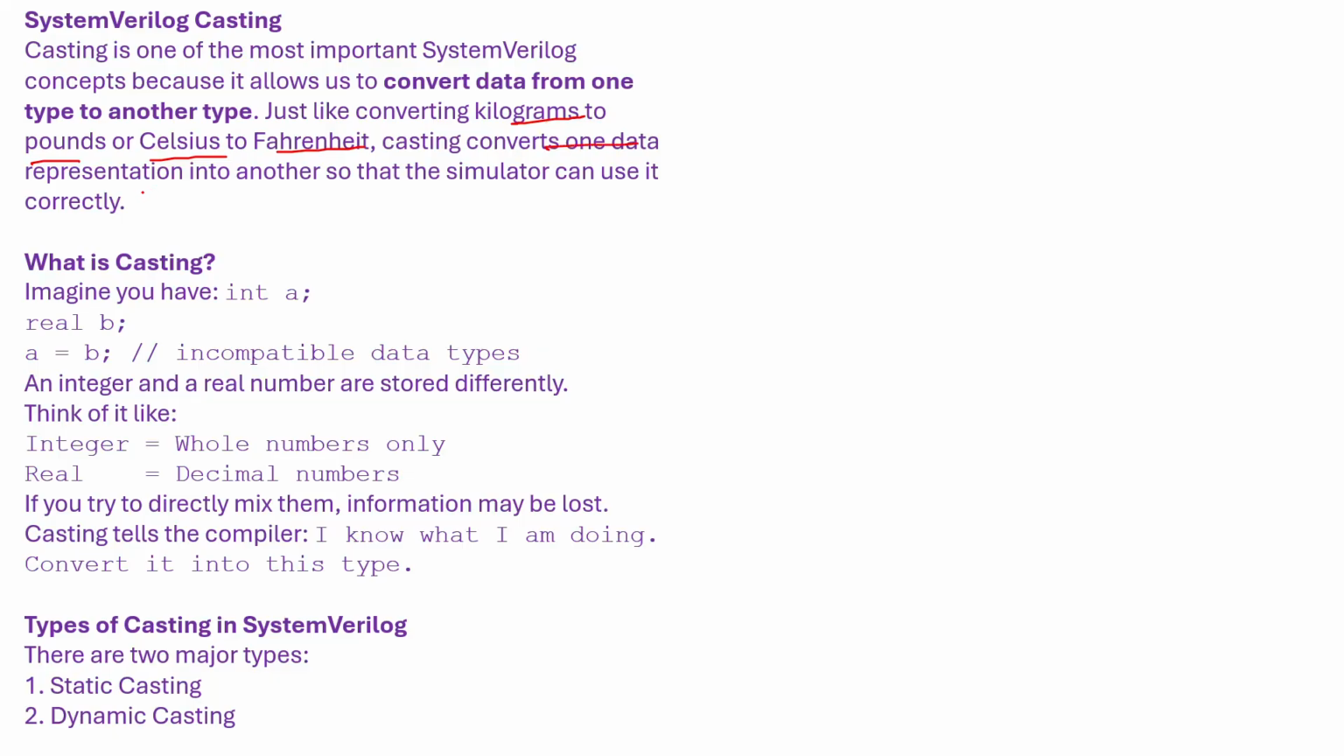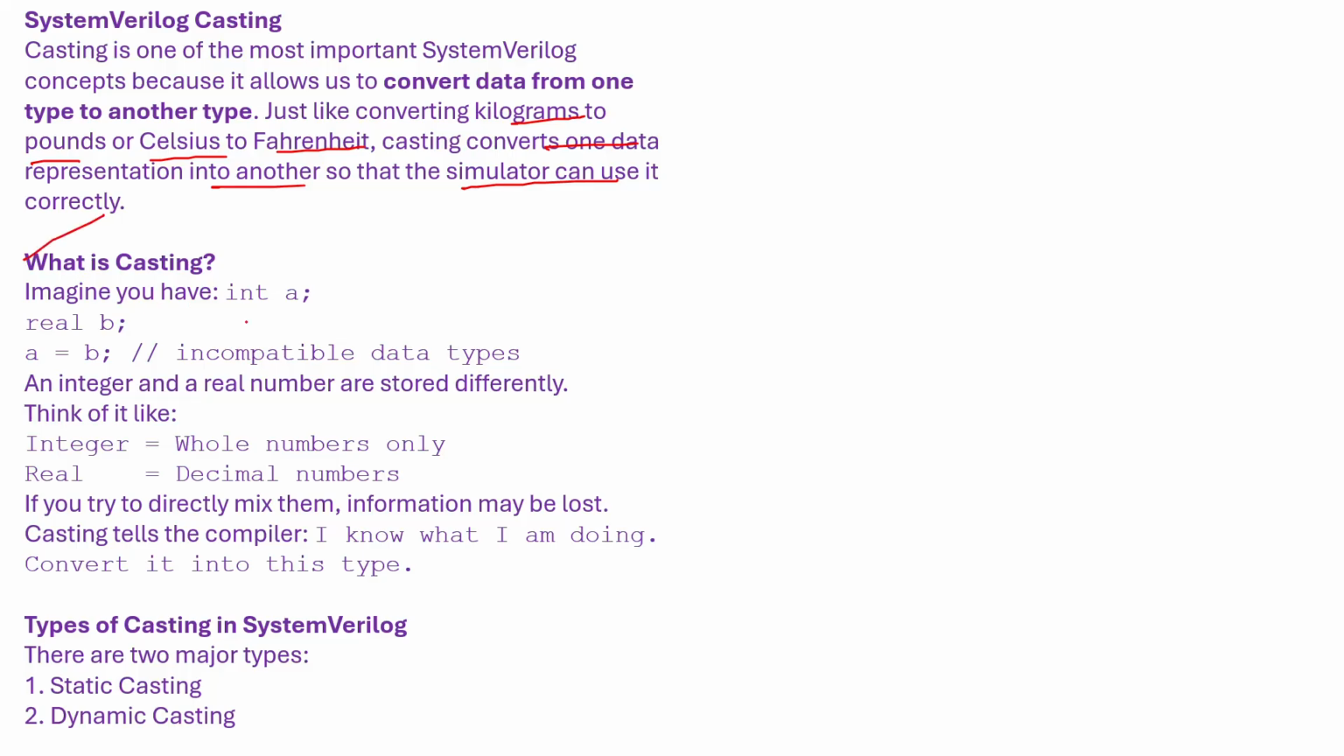One data type is represented, and then it should be converted into another data type, so the simulator can use it correctly. Whatever data type you are using, that conversion takes place. So don't change the genders, just change the casting only. Sometimes you think of converting male to female or female to male, but that doesn't happen. You are just converting data types: strings to integers, integers to strings, bytes to bits, bits to bytes, all these things.